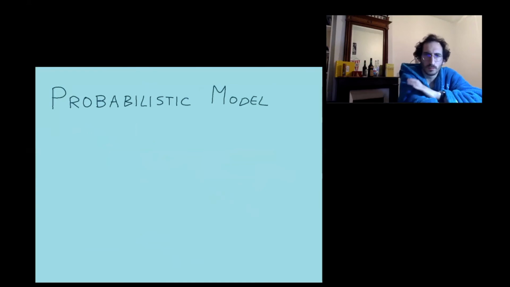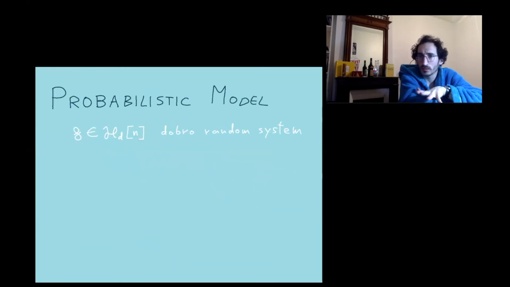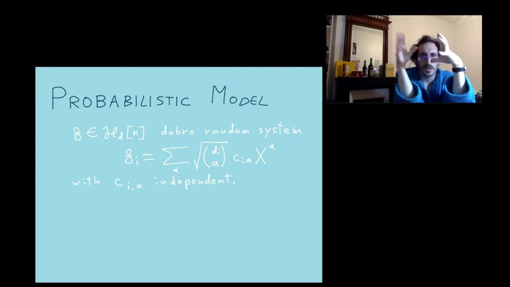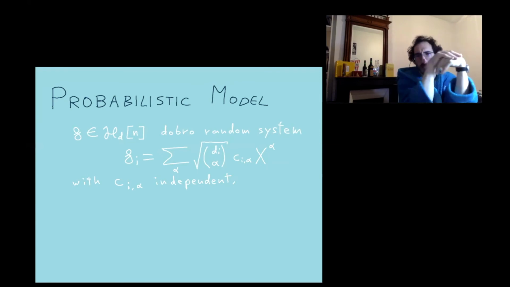So let's pause a little bit with the probabilistic model, for people who are not familiar with it. We will consider Dobro random systems. These are systems where we write each polynomial f_i as a sum, and note that we have this weird scaling in the coefficients given by the square root of the multinomial coefficient that depends on the degree of the polynomial and the monomial term where it lies.